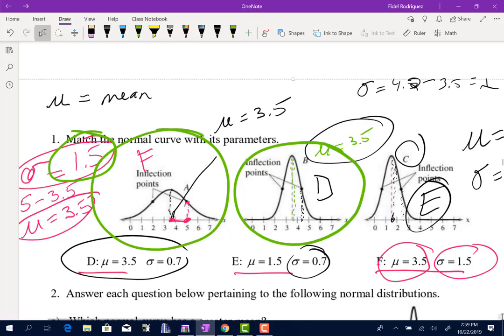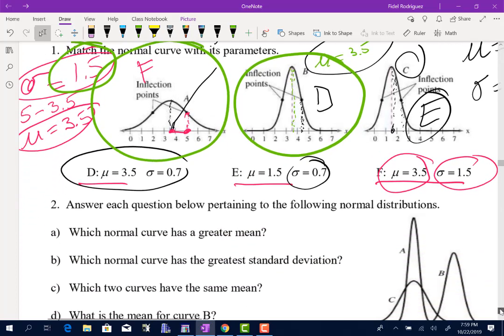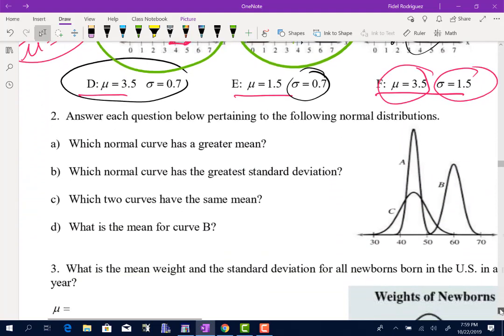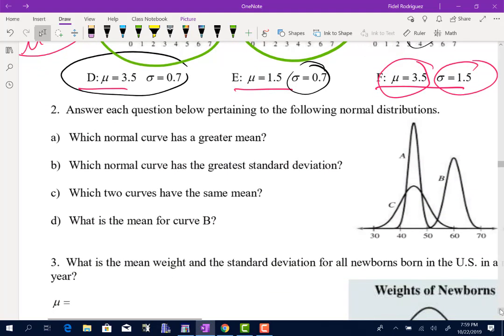Okay, good question. So now let's take a look over here. See if I can bring this down a little bit. There we go. Okay, so let's take a look at the next question. Number 2 says, which normal curve has the greater mean? So a little while ago, I asked you, did the height have anything to do with our mean? It didn't, right? Okay, so remember what the mean is here, guys.